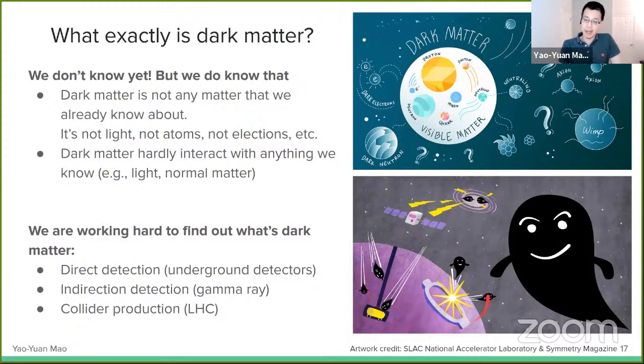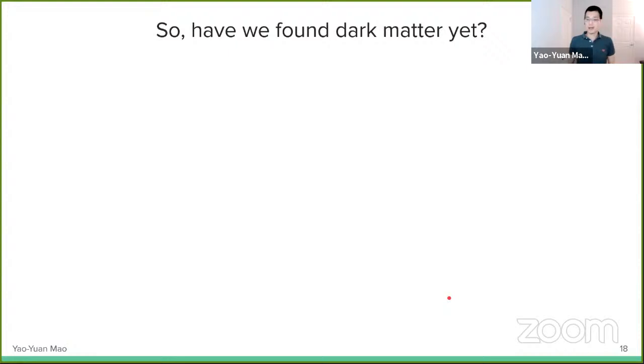So all these different methods are ways that we're trying to find dark matter: waiting there for dark matter to hit, waiting for dark matter to hit each other, or actively producing dark matter. So have we found dark matter yet?